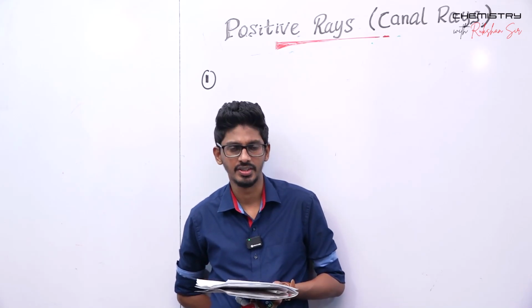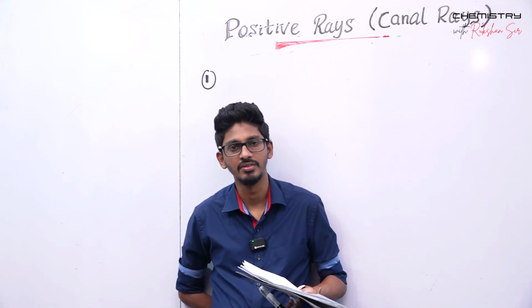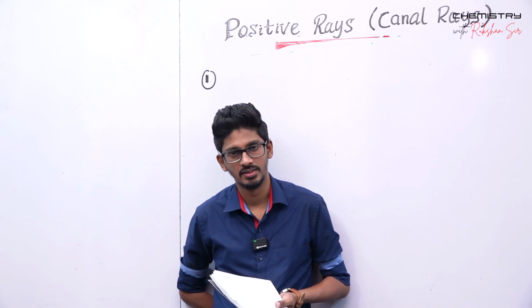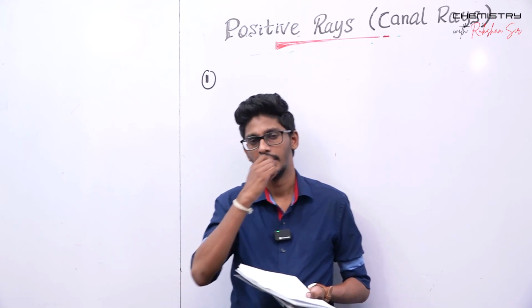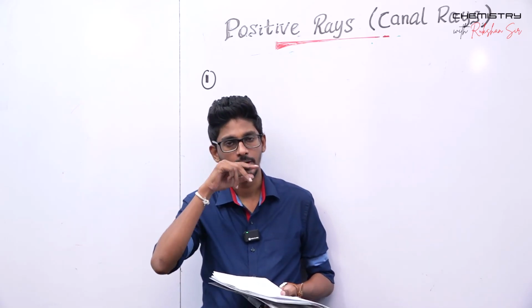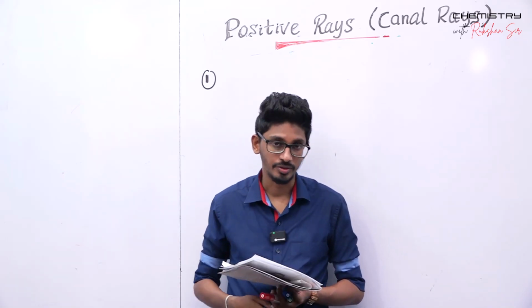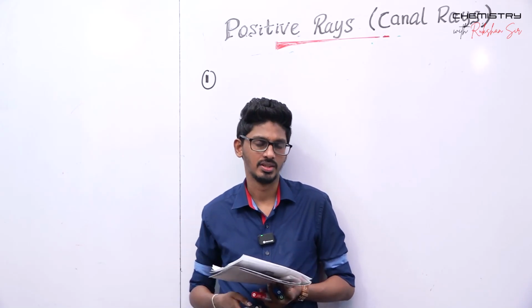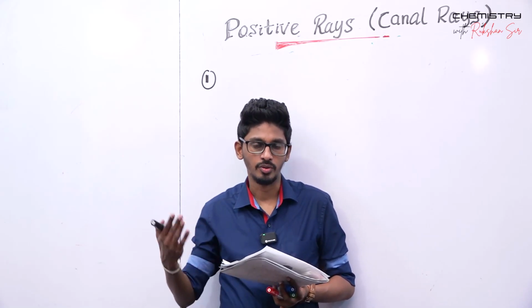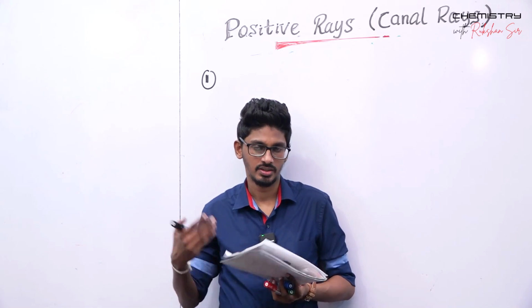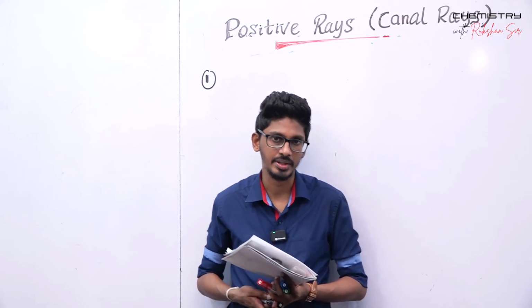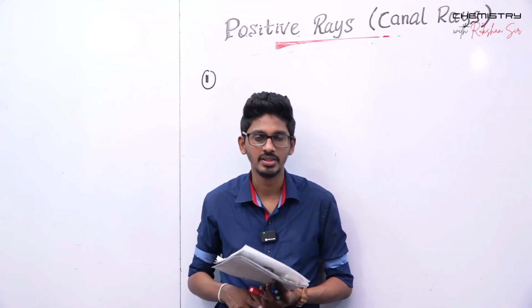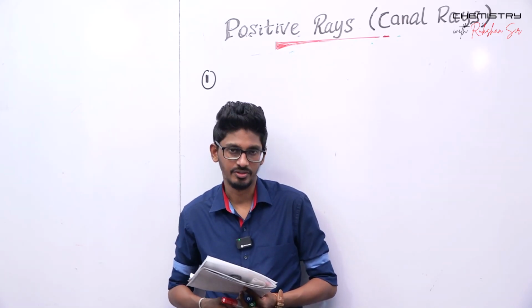What kind of experimental setup can we come up with? The setup is that we can again use a paddle wheel in the path of the positive rays. You will see that the paddle wheel moves. That is the same experiment you did to prove that the cathode rays have some momentum. The same experiment can be done here as well.